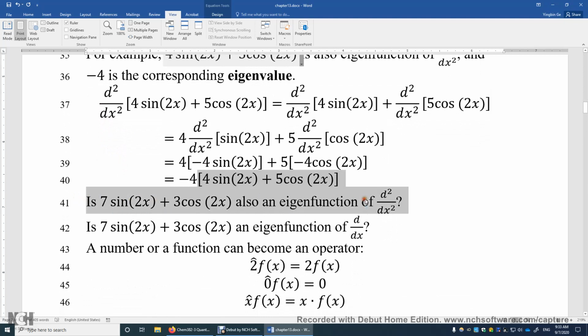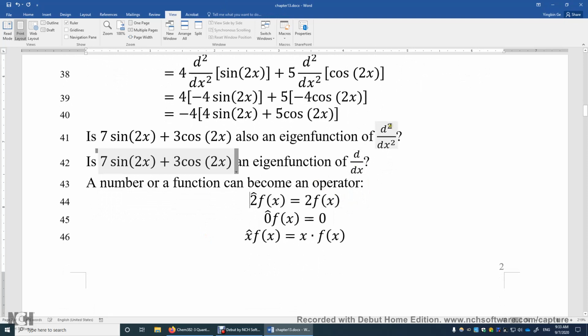Now I'll give you this question. Is this linear combination of sine 2x and cosine 2x also an eigenfunction of the second derivative operator? The answer is yes, and the eigenvalue is -4. Now, same linear combination, different operator. The answer is no. If you apply this first derivative operator to this linear combination of sine 2x and cosine 2x, you will not be able to get this linear combination in the result.